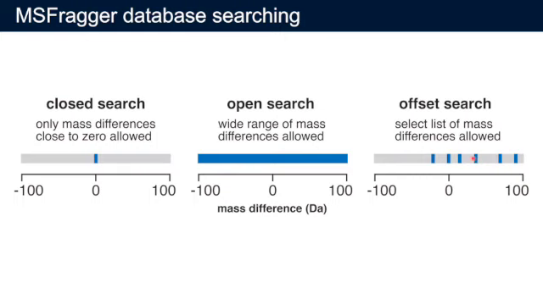For example, if it searches a mass notch at 80 Daltons, this assumes that the 80 Daltons probably corresponds to phosphorylation. So mass offset search can search many more variable modifications compared to the closed search, and it also has higher sensitivity and specificity compared to the open search because its search space is much smaller.